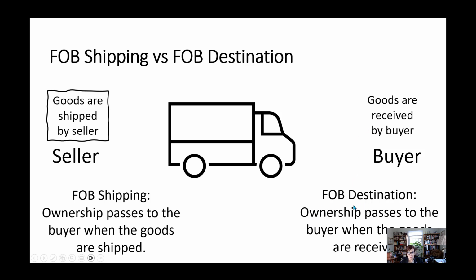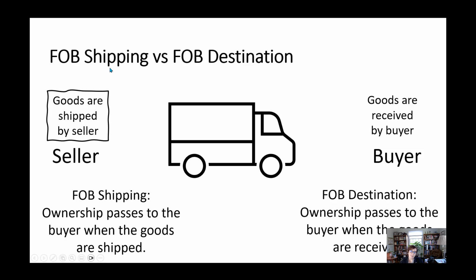FOB destination says ownership doesn't pass to the buyer until the goods are received. So that means these goods that are on the truck still belong to the seller all the way till they get here to the buyer. So the seller is paying the shipping.